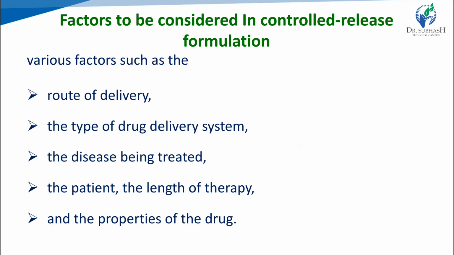The factors that we have to consider during the preparation or formulation of any controlled drug delivery system: various factors affect sustained or controlled drug delivery systems. The first is the route of drug delivery. That also alters the controlled release mechanism. We may change the route from oral to parenteral or others, and the type of drug delivery system also changes based on the route.